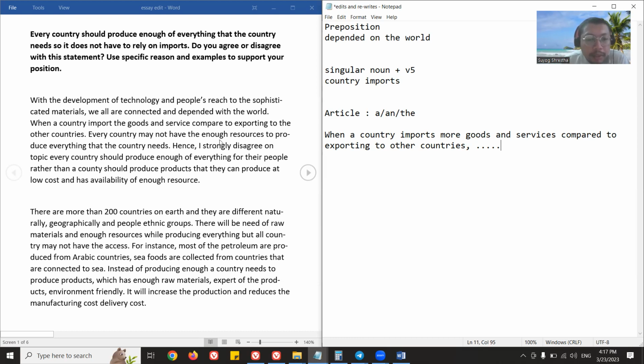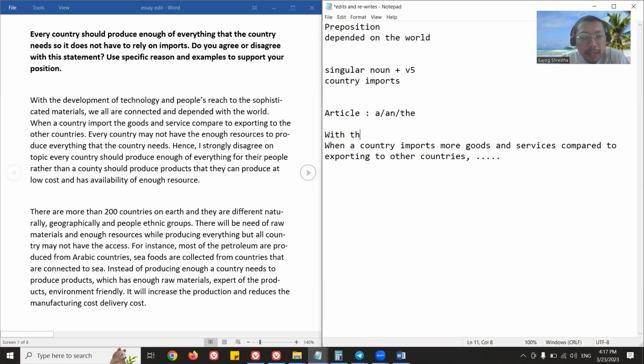Every country may not have the enough resources to produce everything that the country needs, right? Every country may not have, now here the is not needed. So this is another error, right? Here they wrote it right, but here the is not needed. May not have enough resources to produce everything that it needs. It's better to write it needs instead of the country. And so let me actually, as I edit, rewrite as well, okay? Because I want you guys to see what edited writing looks like.